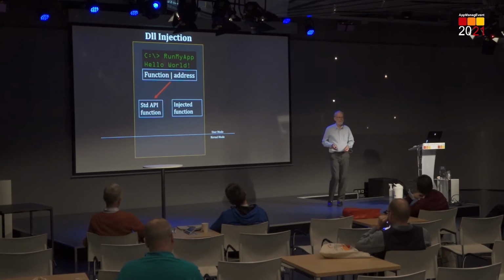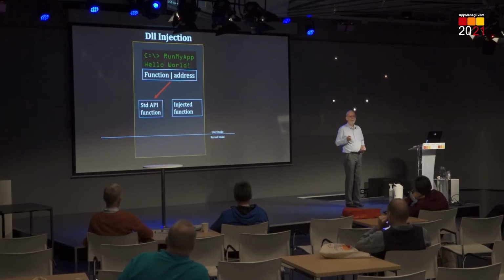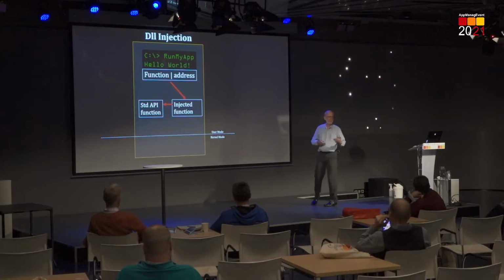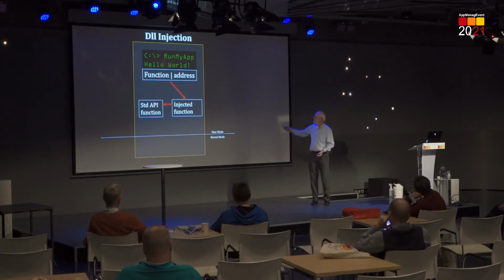address table, and it's going to find the entry in here for the function that it wants to intercept, CreateFile. Finds the entry in the list, makes a local copy of that address that's in there now, so it now knows where the standard function is, and then it actually just replaces the address to point to a function within that DLL.